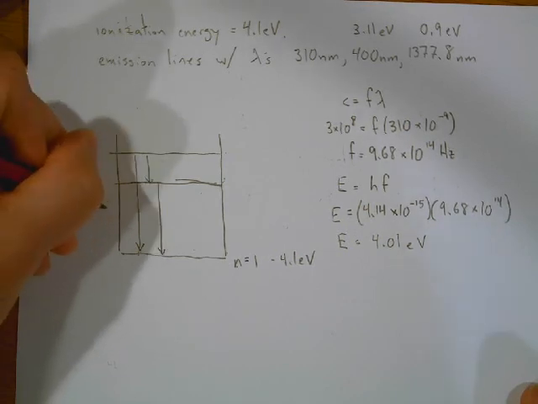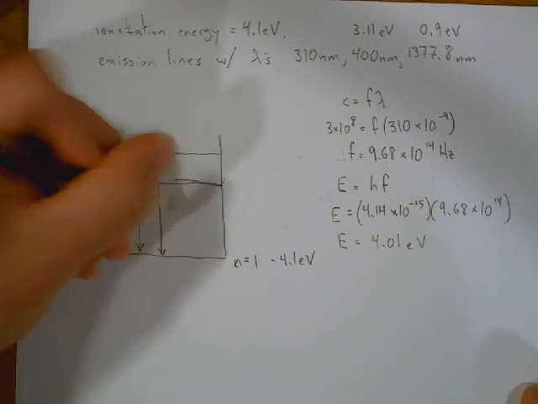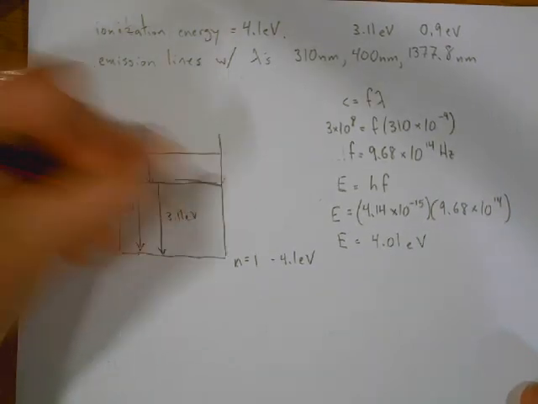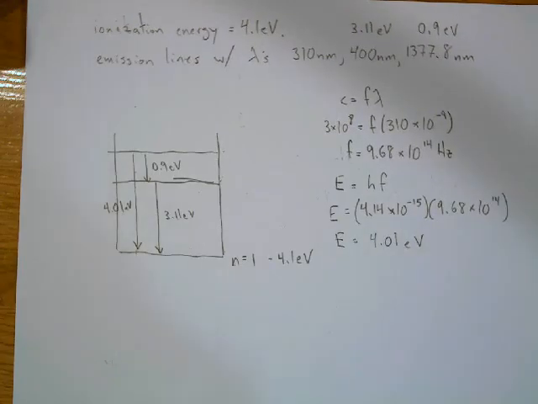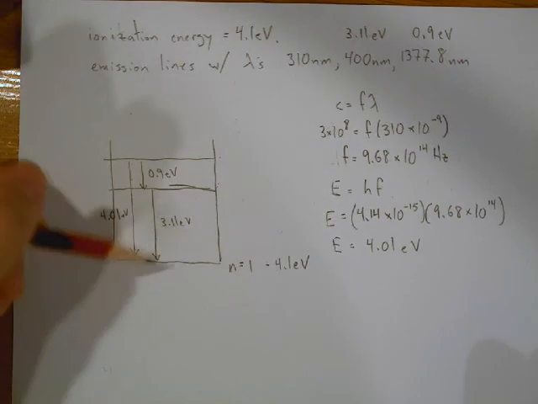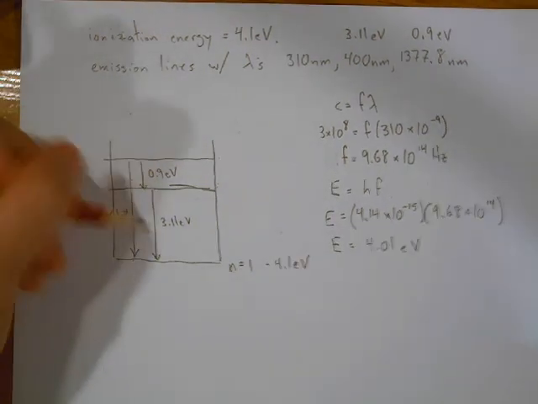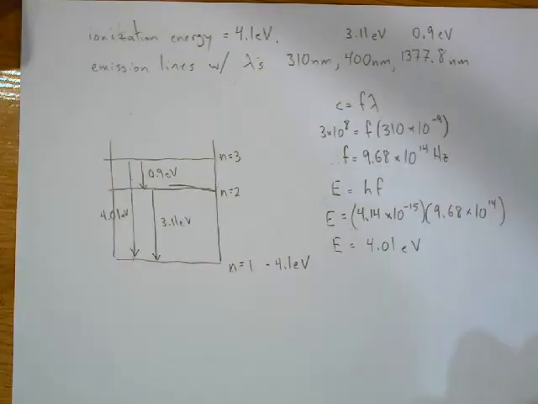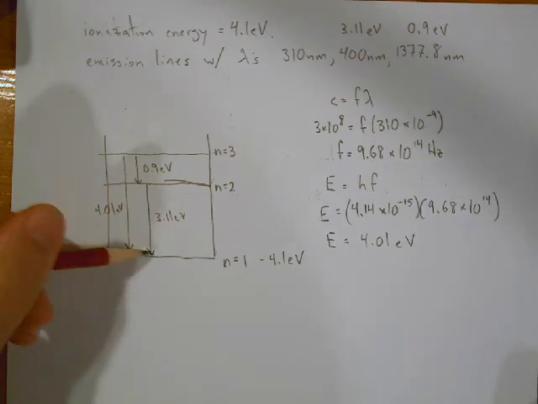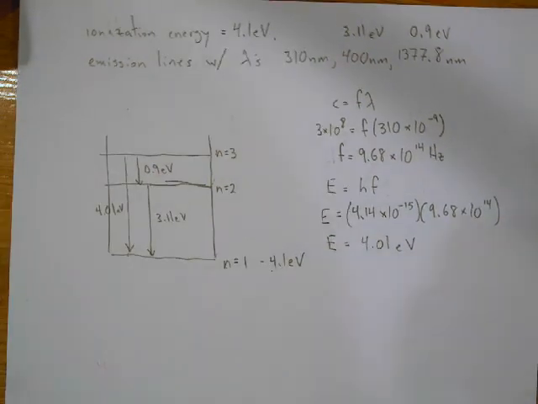Where this big jump would be 4.01 electron volts. This jump would be 3.11 electron volts. This jump would be 0.9 electron volts. The other thing to remember is this jump has to be the biggest, and that's the next biggest, and so on, which is why I had to go this way. So if I call this n equals 2 and n equals 3, then you can pretty easily figure out what all these numbers should be.